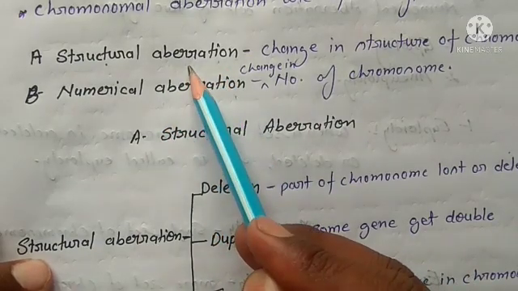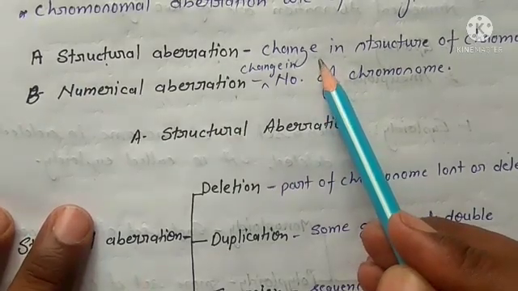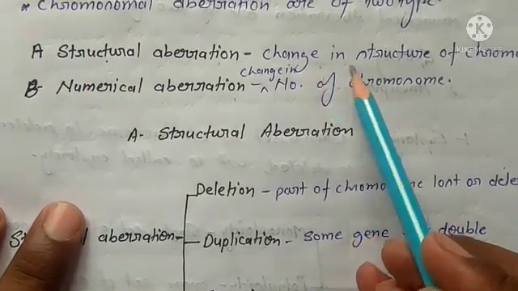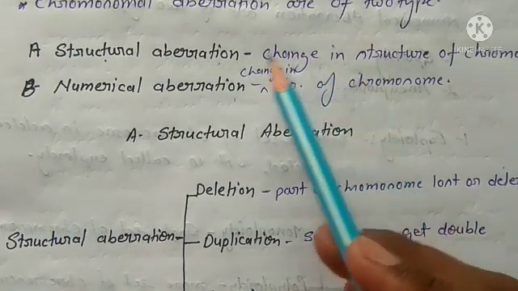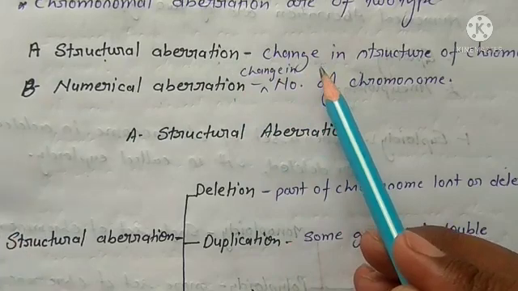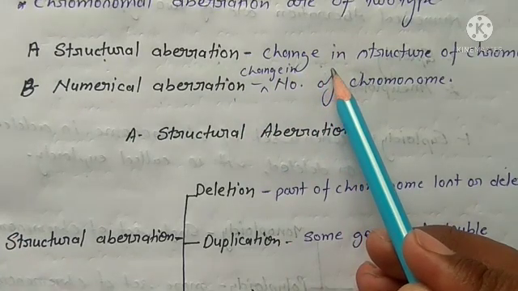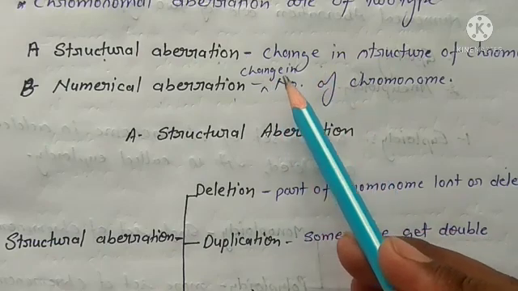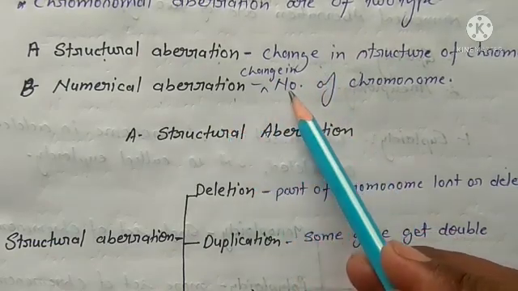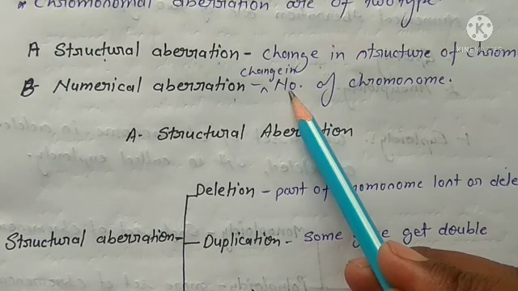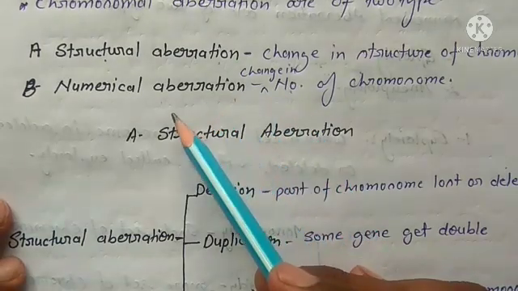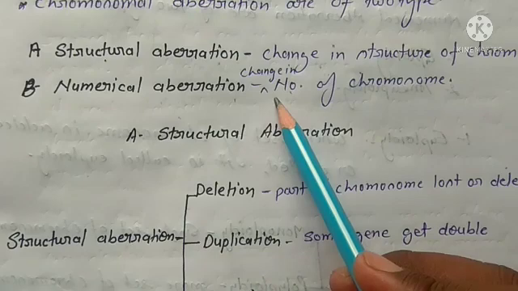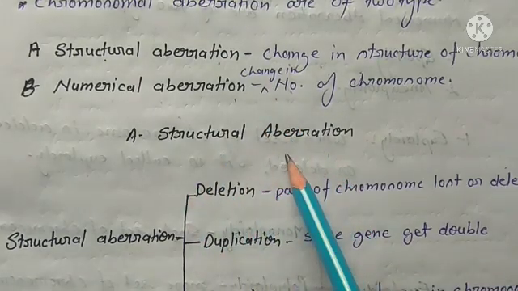Structural aberration means that if changes occur in the structure of the chromosome, that type of aberration is known as structural aberration. Or if the number of chromosomes increases or decreases in the diploid cell, that type of aberration is known as numerical aberration. So first we discuss structural aberration, where changes occur in the structure of the chromosome.